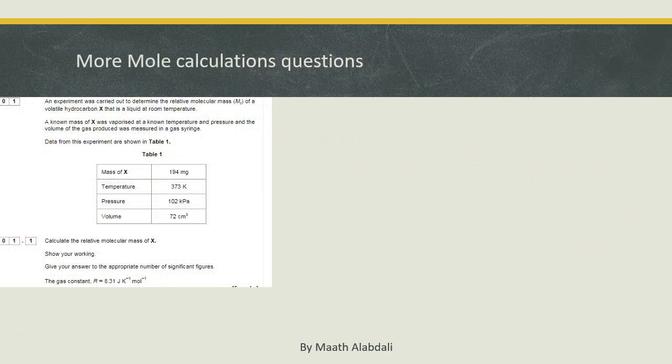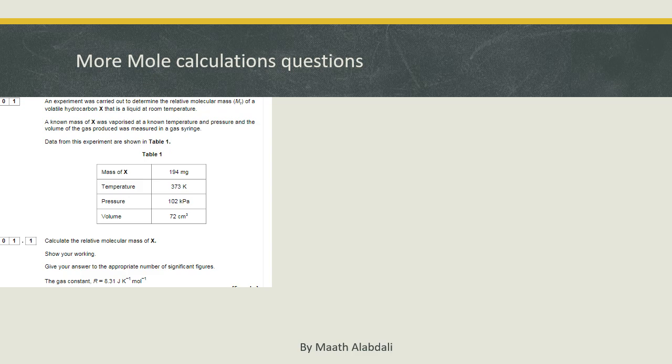Okay, so this is a more calculation question. It says that an experiment was carried out to determine the relative molecular mass of a volatile hydrocarbon X that is a liquid at room temperature. A known mass of X was vaporized at a known temperature and pressure, and then the volume of gas produced was measured in a gas syringe. Data from this experiment are shown in table 1.